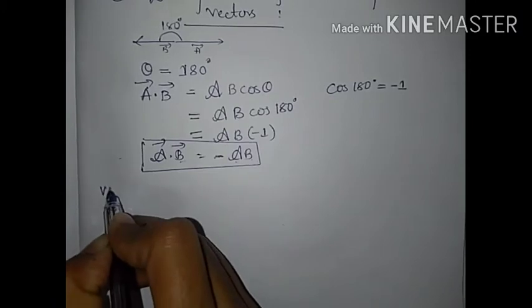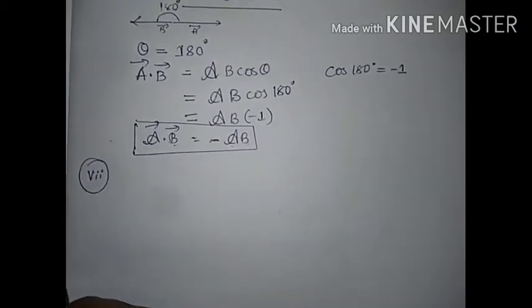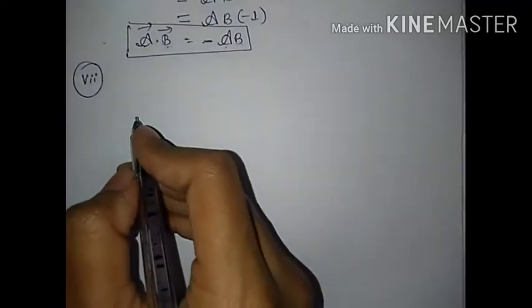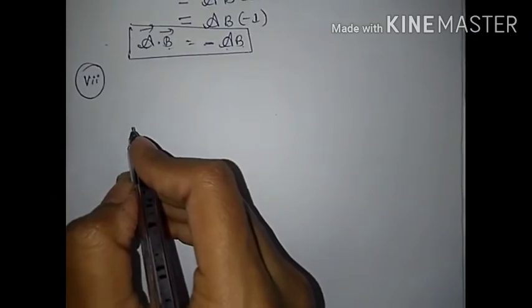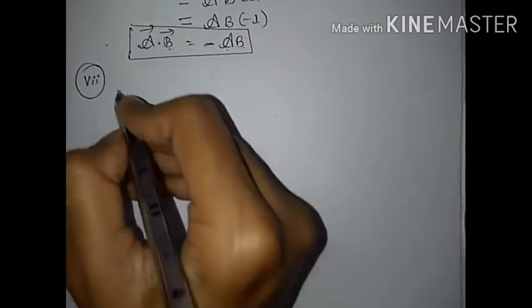So next is property number 7. You have dot product of two vectors in terms of their components.